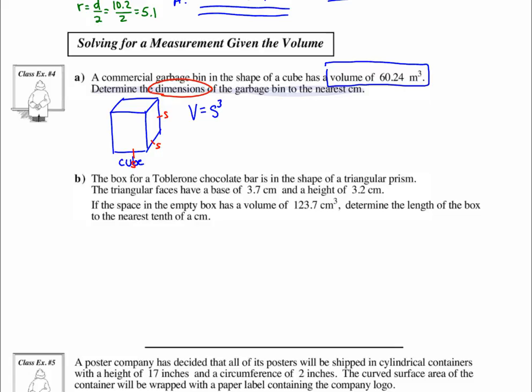Where would I go from here? Cube root, yes, because we can replace volume with 60.24 in the formula. But we want S by itself, and to get rid of the power of 3, we want the opposite operation. So we will cube root to get S by itself.